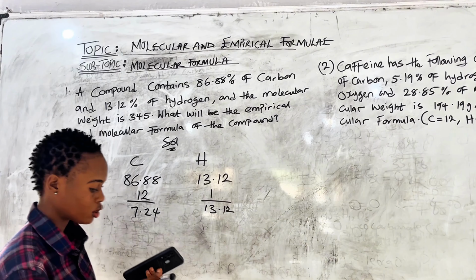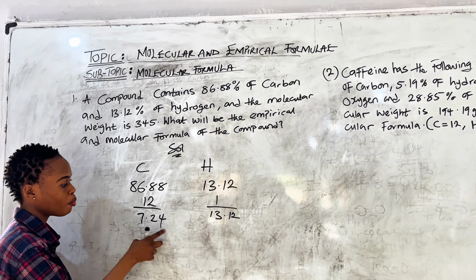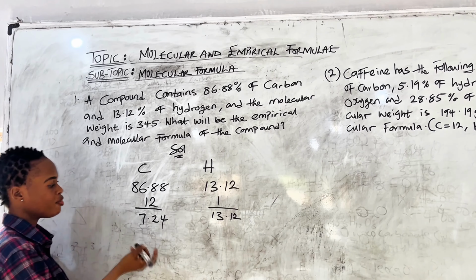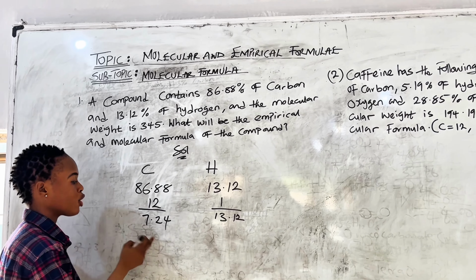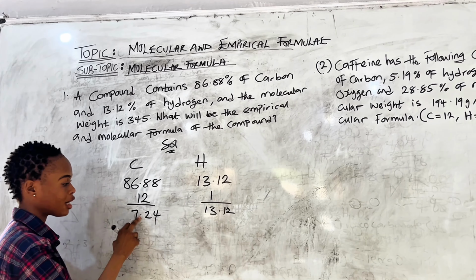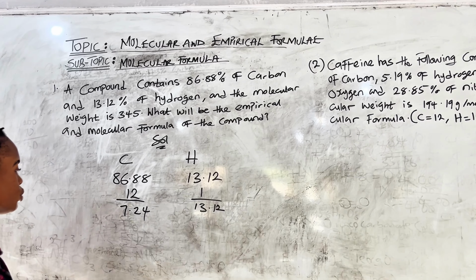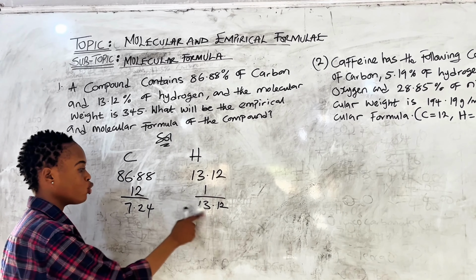7.24. Now please take note, the answer you get when you divide must be two numbers after the decimal. So even if you had 7.2, you are going to have to write 7.20, because you must have two numbers after the decimal. So please take note of that. So now that we have divided and gotten our values, the next step is to divide by the lower number.